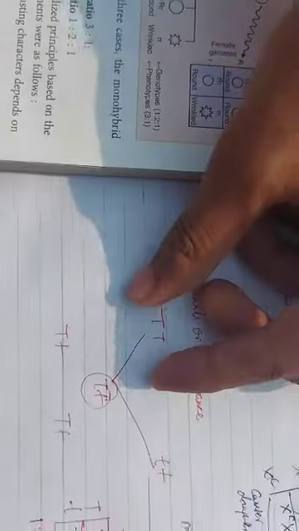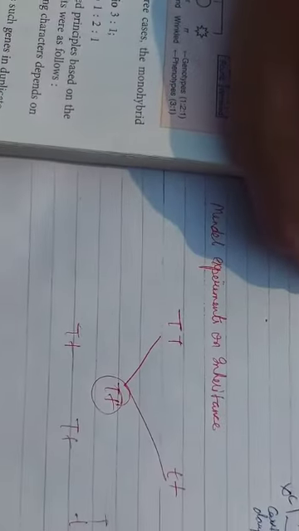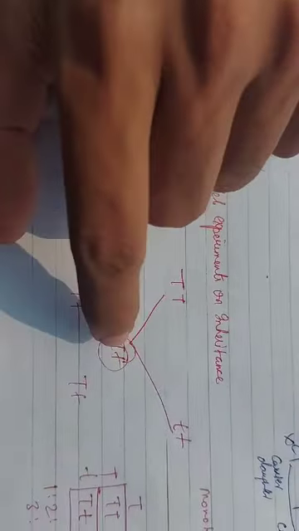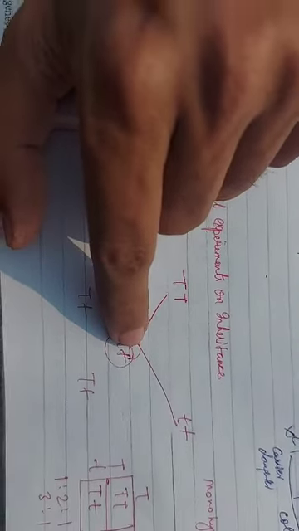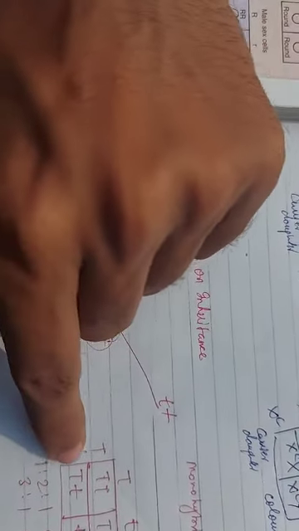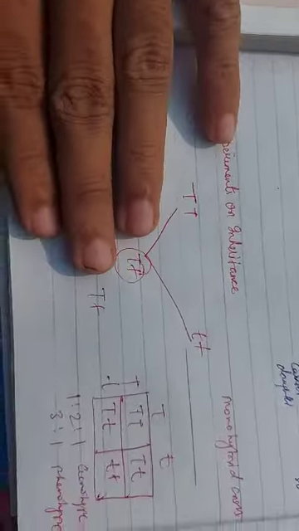Monohybrid cross, why? Because we had taken one character and crossed it, and after the F1 generation we had got all tall plants. We self crossed that plant, and in the F2 generation we had got this particular ratio. So this is the monohybrid cross.